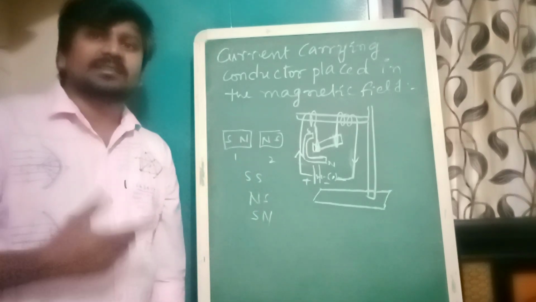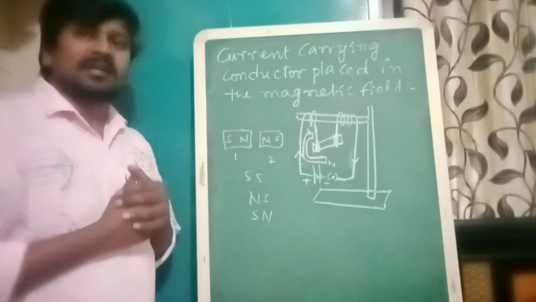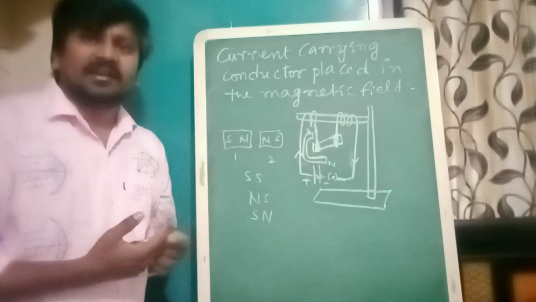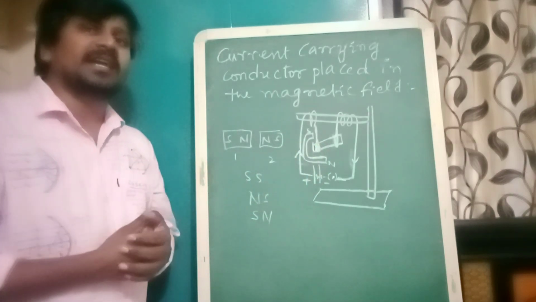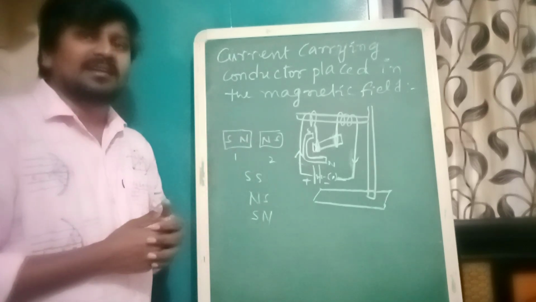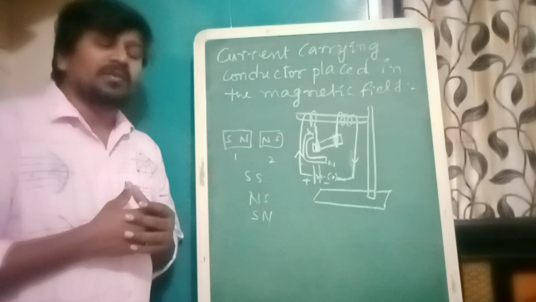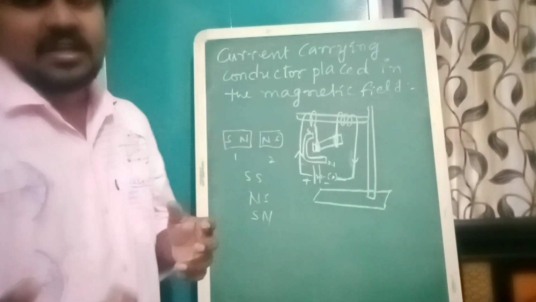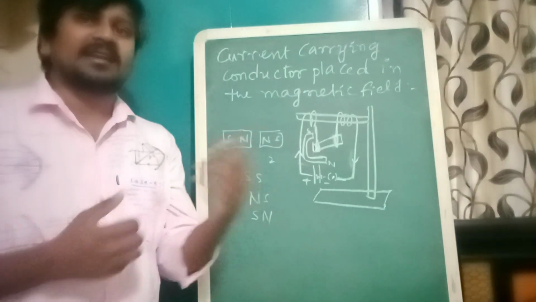So now what happens? In which direction will the force act on the conductor? How can we identify it? By using which rule can we identify the force acting on the conductor? We can use Fleming's left hand rule to identify the force acting on the conductor.